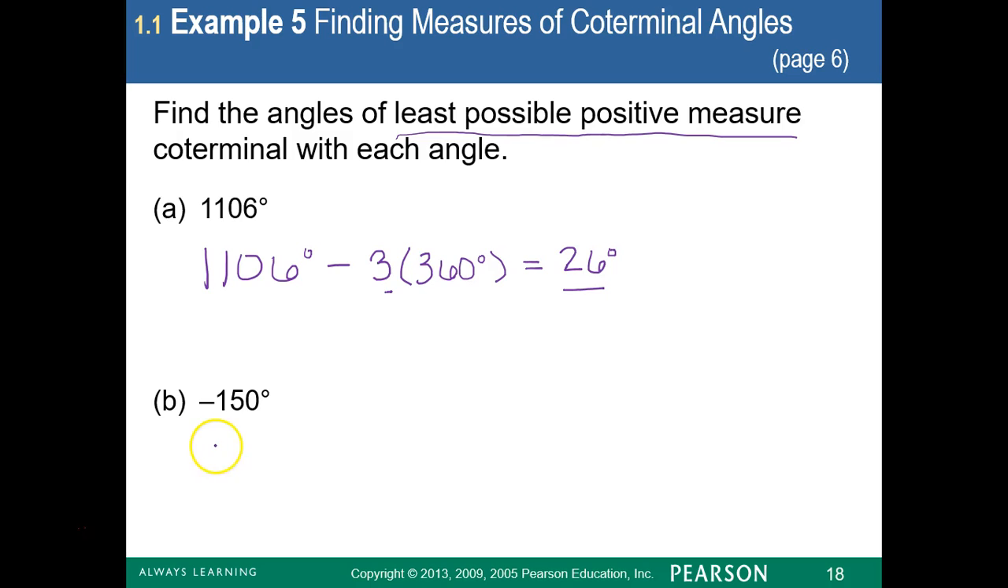On this next one, it's a negative angle, so we're going to add 360 instead of subtracting. Take 150 degrees. We're only going to need to add 360 once. And when we add 360, we get 210. And we're done. That is an angle between 0 and 360.